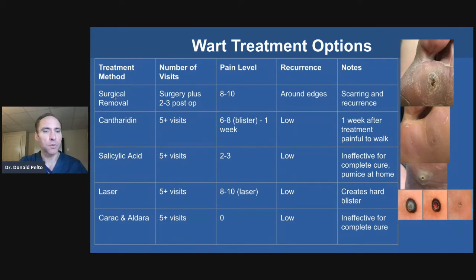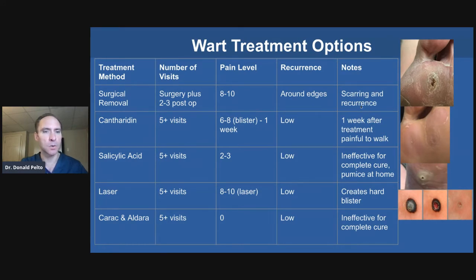I don't usually start with surgical removal, but if someone only has one wart, sometimes I will remove it. And that's really the quickest way. For example, people that don't have insurance or have a really high deductible and only have one wart, we might remove that. Basically, the number of visits is the surgery visit plus 2 or 3 post-op visits. It hurts, and there is a concern of scarring or of recurrence afterwards. That's the issue with removal.